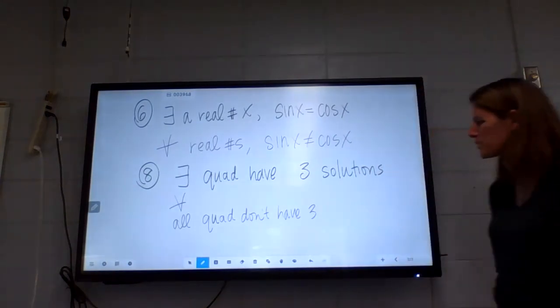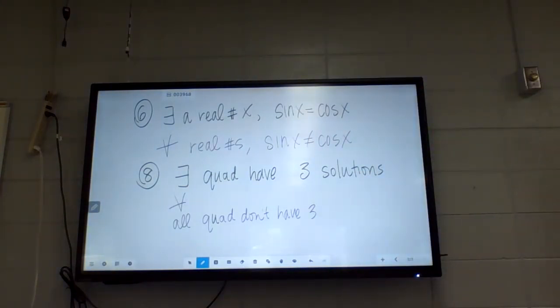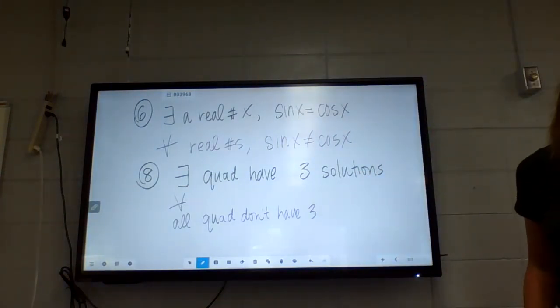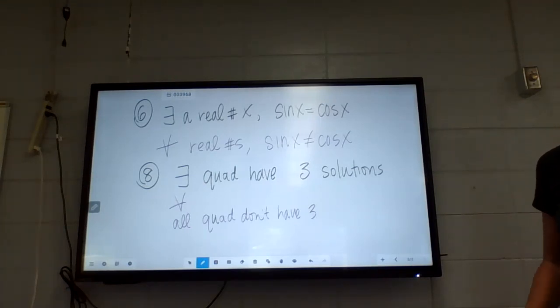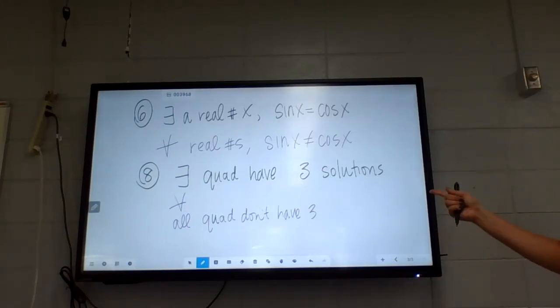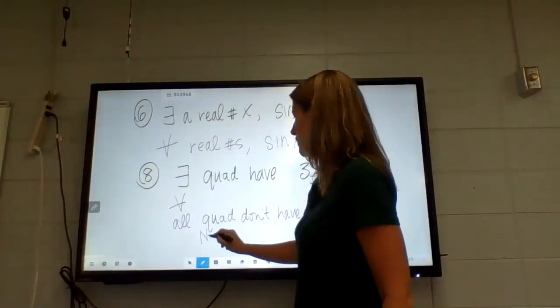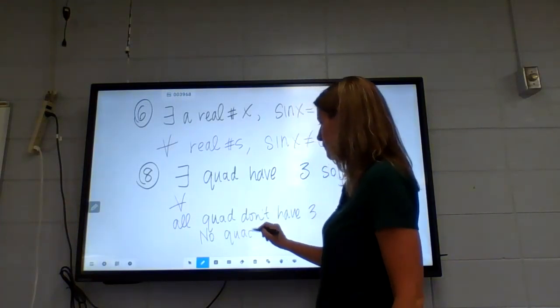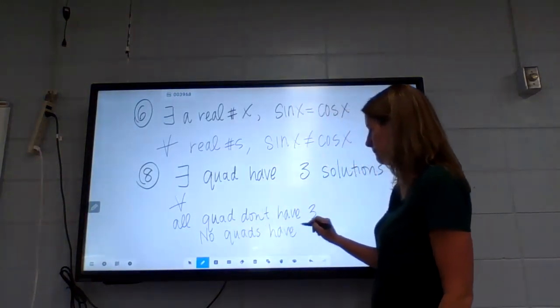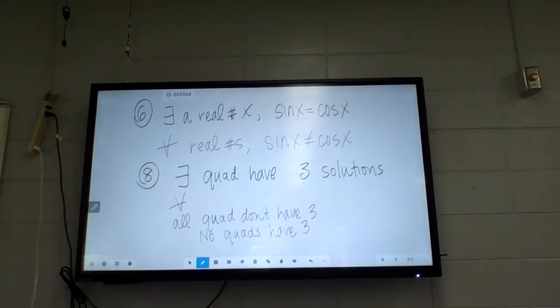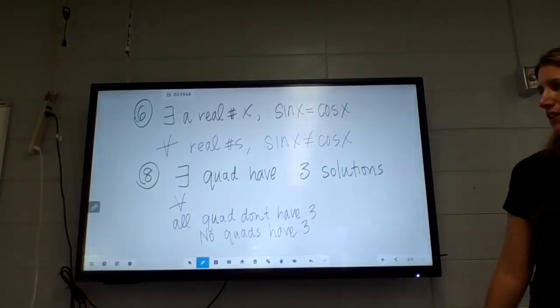And that's kind of confusing. So why would they switch it to all quadratics do not have 3? They don't have one exactly like that, so we have to find the one that's most similar, because none of their choices fit this. All quadratics don't have 3. Another way to say that is no quadratics have 3. So just try to be comfortable with rewriting that if that's not an option, and seeing that those are really equivalent statements.